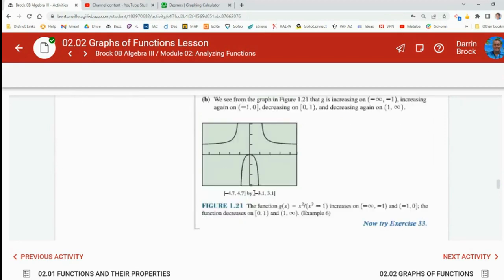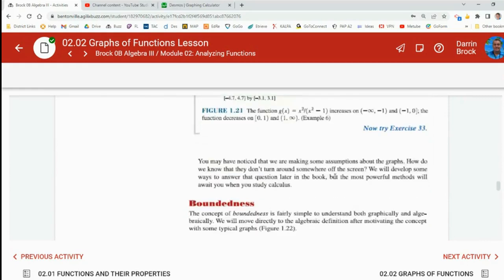Okay, here's the other one they had. This one's increasing, and see, it says increase from negative infinity to -1, and again from -1 to 0, but it has these parentheses because it does not include -1. -1 is an asymptote. It never touches -1. Decreases on 0 to 1 and 1 to infinity, but does not include the 1 because it never touches x equals 1.